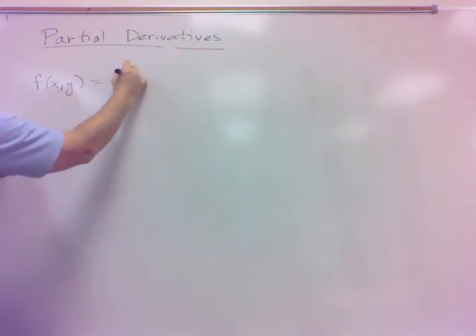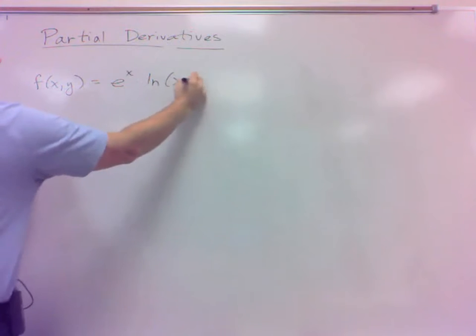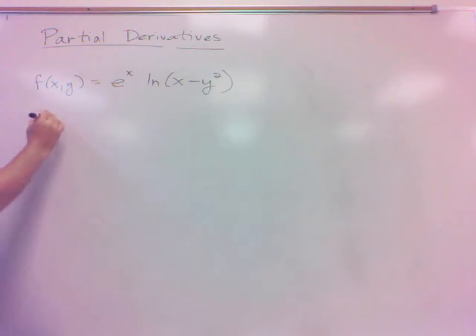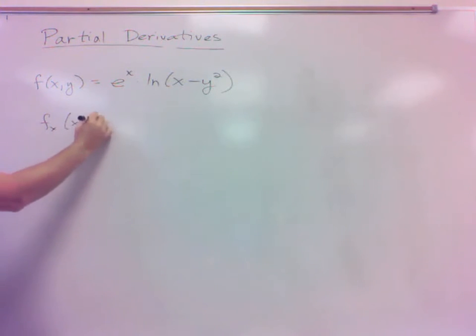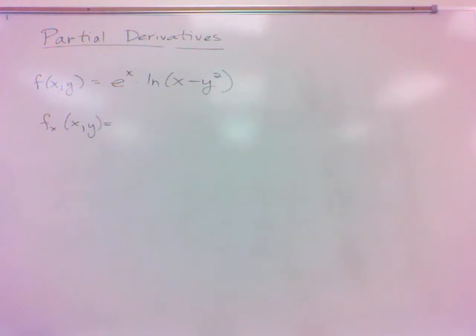All right, let's say our function is e to the x times the ln of x minus y squared. What's our partial there with respect to x? Well, both of these have x in them, so we're going to have to use our old friend the product rule. We have to use a product rule here.